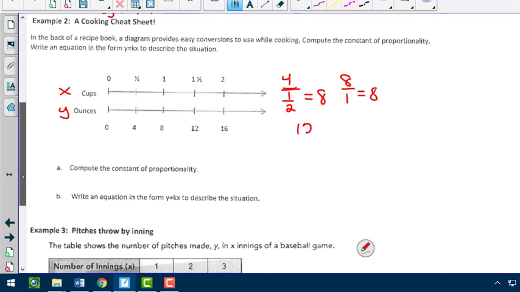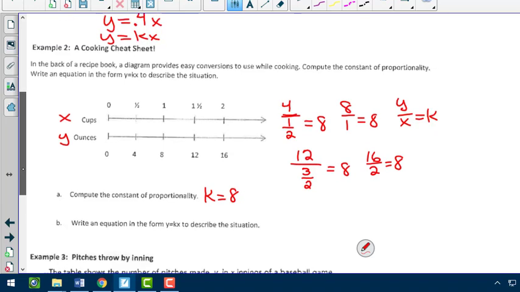12 divided by 3/2, or 12 times 2/3. 12 times 2 is 24 divided by 3, that's 8. 16 divided by 2, that's also 8. So every time I did y divided by x, I'm getting the constant 8. So yes, what is it? k is equal to 8.